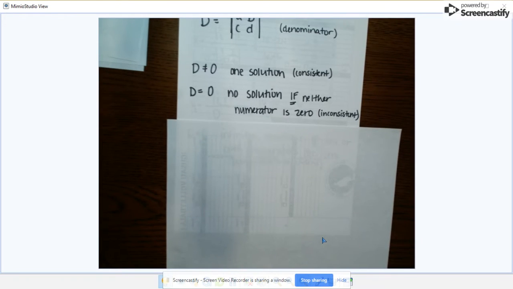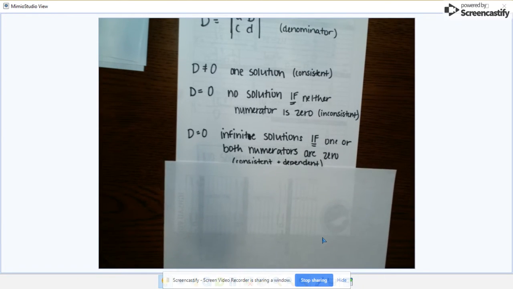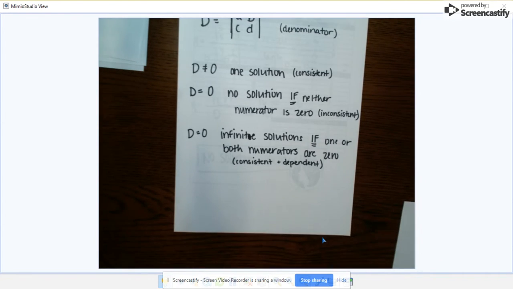There is another case. You could have your determinant equaling 0 and have infinite solutions. You'd have infinite solutions if one or both of your numerators are 0. So we'll look at a couple examples.